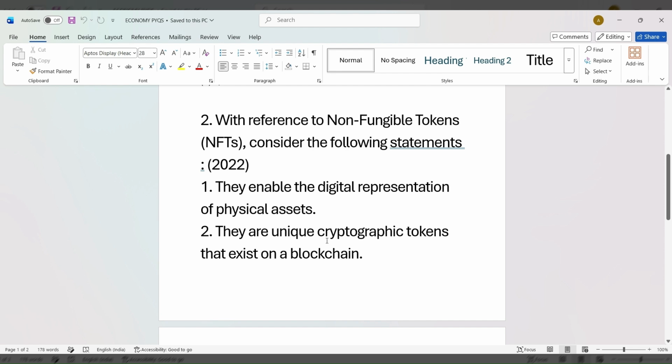Second, they are unique cryptographic tokens that exist on a blockchain. This option is also correct. Basically, non-fungible tokens run on blockchain technology only, and they get unique cryptographic tokens. All right, so they are unique cryptographic tokens that exist on blockchain. So this option is also correct.